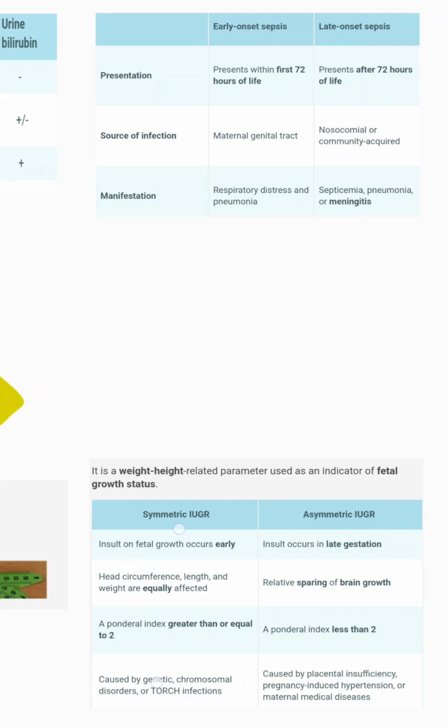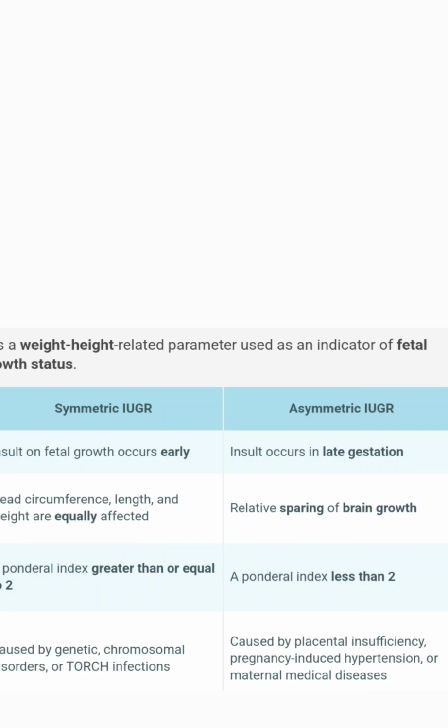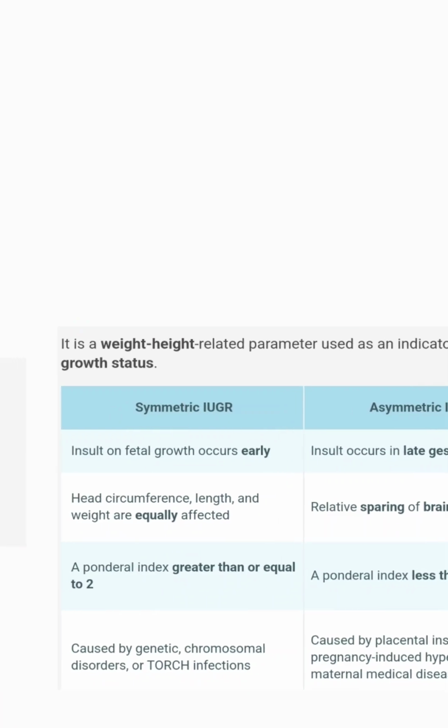Now let's talk about intrauterine growth restriction. It is of two types, symmetric and asymmetric. Symmetric means everything is affected from brain to toe. That means the brain is affected, baby weight is affected, baby height is affected. In this case the ponderal index will be 2 or more. The causes are basically genetic, for example chromosomal abnormalities, and TORCH infections, for example toxoplasmosis, rubella, congenital cytomegalovirus, like that.